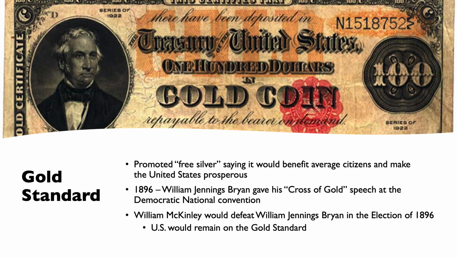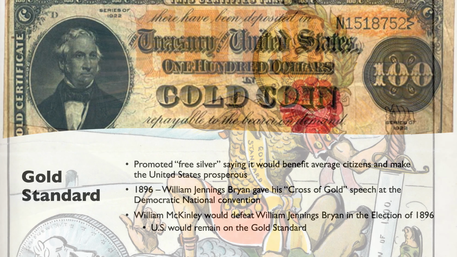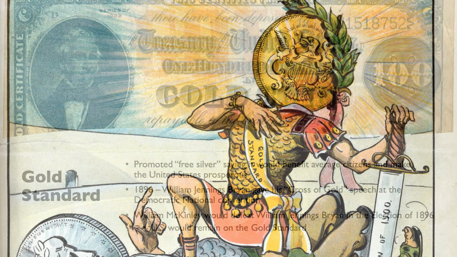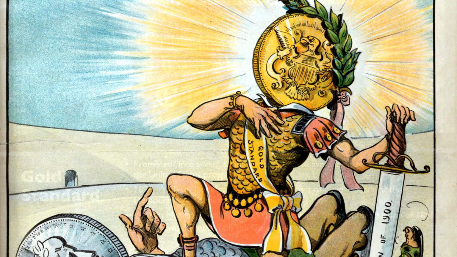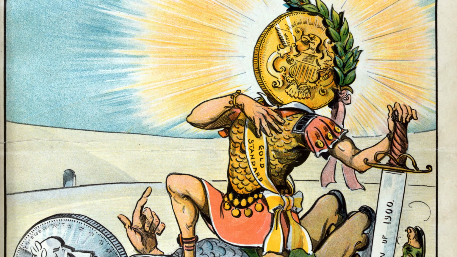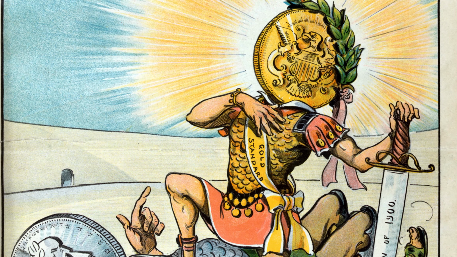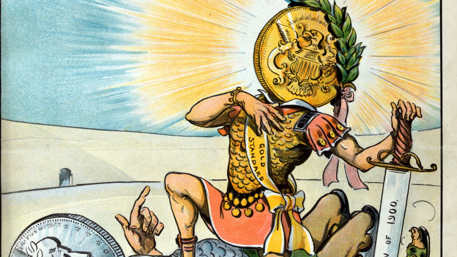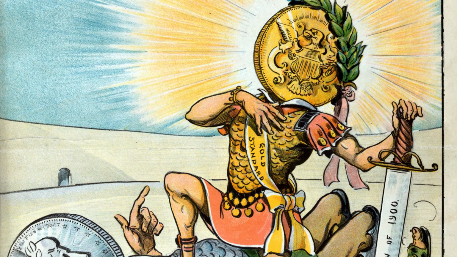But what he promoted was a silver standard. So the gold standard was being attacked. People were promoting free silver. They were saying it would benefit average citizens and make the United States prosperous.